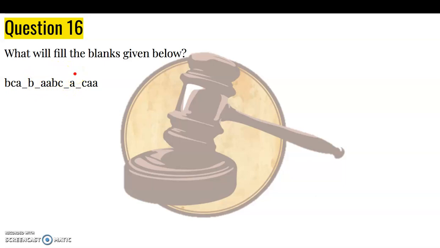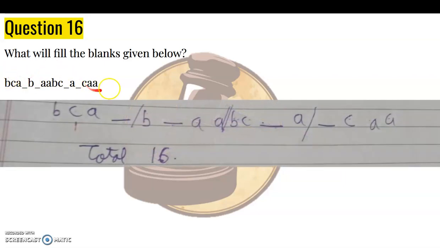So the first thing that I would recommend doing in such questions is counting the letters, including the spaces, which are obviously letters that have been omitted. So there are a total of 16 letters going on here. Now what to do is to divide them. Maybe the series is playing out in parts, so what you do is divide them.